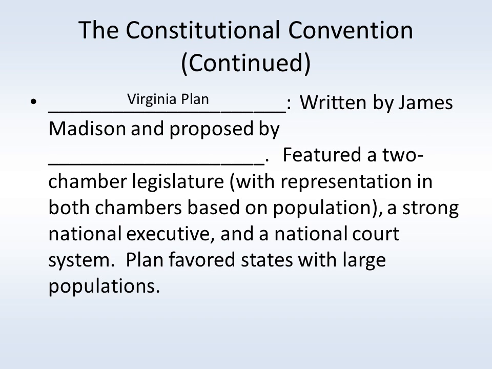The Virginia plan, which was written by James Madison and proposed by Edmund Randolph, was presented as an alternative to the Articles of Confederation. It featured a 2-chamber legislature with representation in both chambers based on population of the state, and a strong national executive and a national court system. The Virginia plan favored states with large state populations.